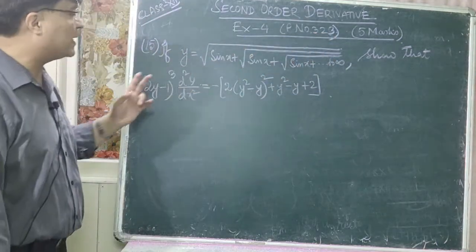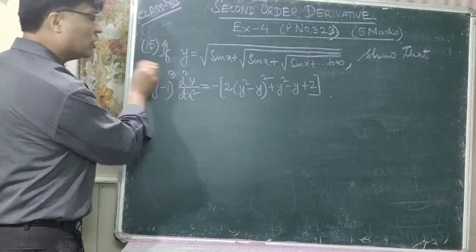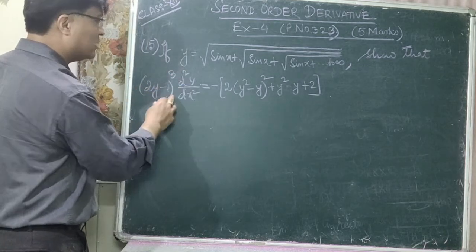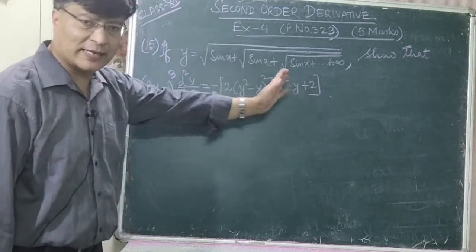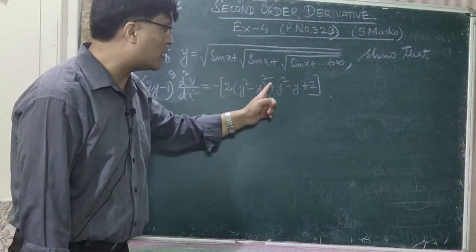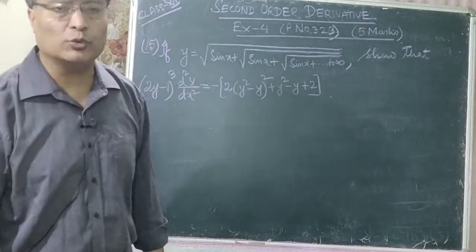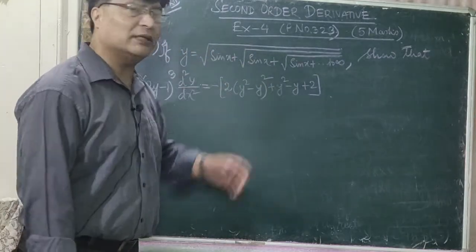So you have to prove that. अब हामीले चाहिँ यहाँ के प्रुभ गर्नुपर्छ भन्दाखेरि 2y minus 1 whole cube into d2y by dx square is equal to minus, you have to prove this right hand side, that is minus within third bracket 2 into y square minus y whole square plus y square minus y plus 2. You have to prove this LHS is equal to RHS from given.